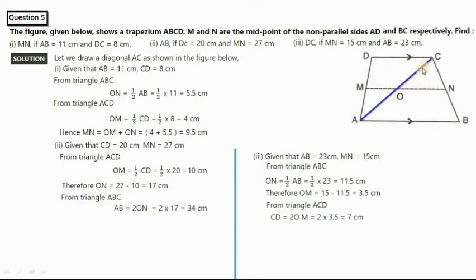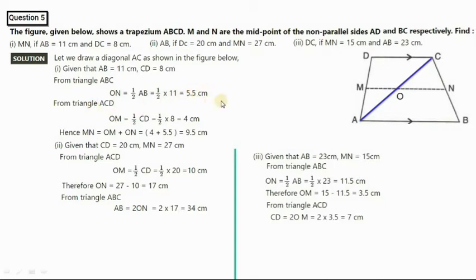So in this triangle, that is triangle ABC, we see that ON will be half of AB, isn't it? Since ON is half of AB, my ON turns out to be half of 11, because AB is 11, so instead of AB I have written 11, and half of 11 will be 5.5.